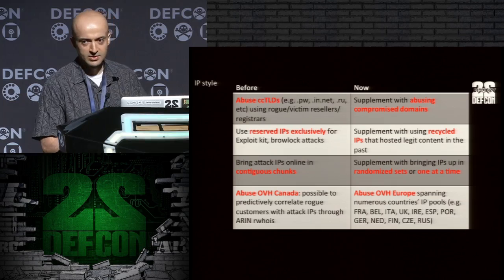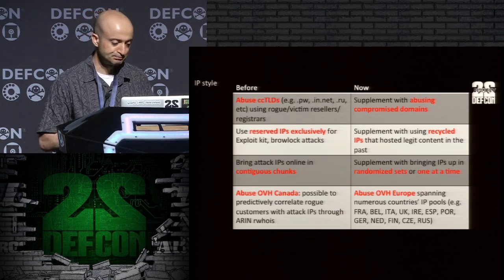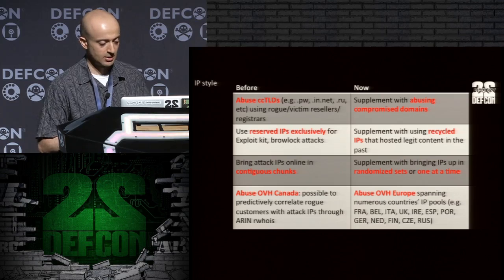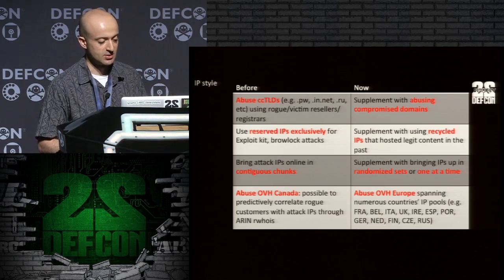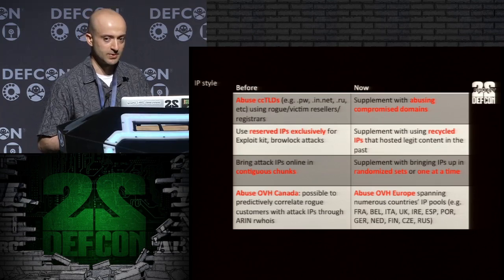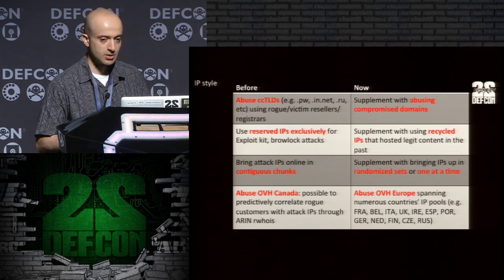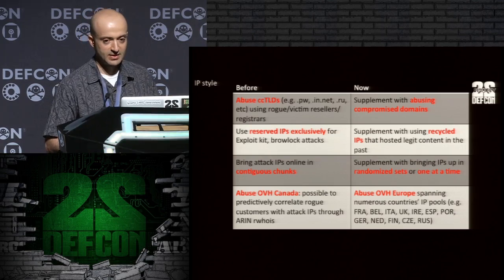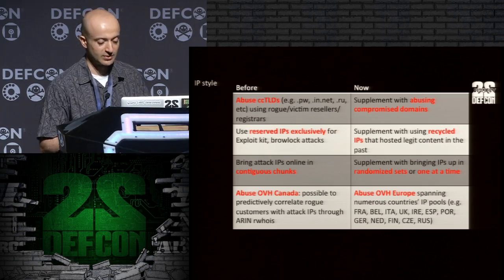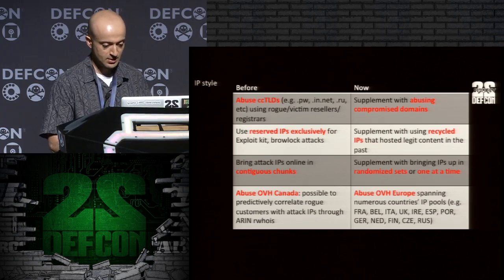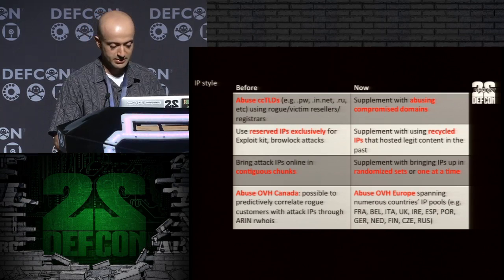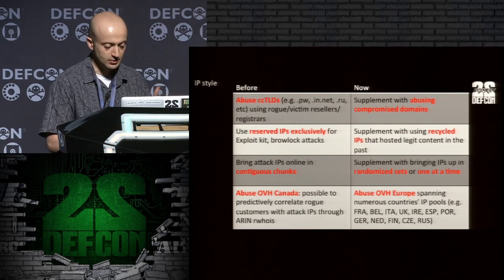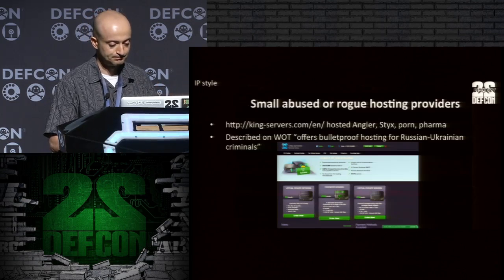And finally, we said that they used to abuse OVH Canada, and it was possible to take advantage of the ARIN WHOIS, because it tells us the customer reserving these IPs. Whereas now they are using OVH Europe, and it's in the RIPE space, which is scarce in details. And on top of that, they are using different countries' IP pools. So this is clearly a very interesting way they shift operations and methods. But we were able to follow them over time.